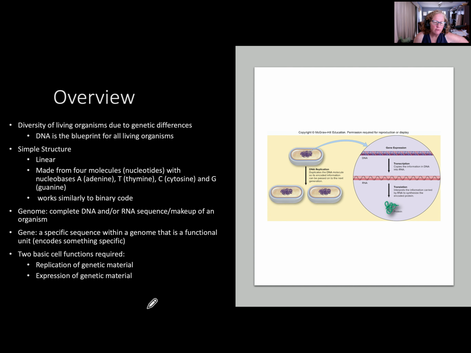Now, DNA itself is a really elegant molecule. It's a very simple structure. Most DNA is linear, although in bacteria we're going to be talking mostly about prokaryotes, and prokaryotic DNA is circular. It is made with those 4 molecules, A, T, C, and G, and it works in a very similar manner to binary code, which is used in computers.